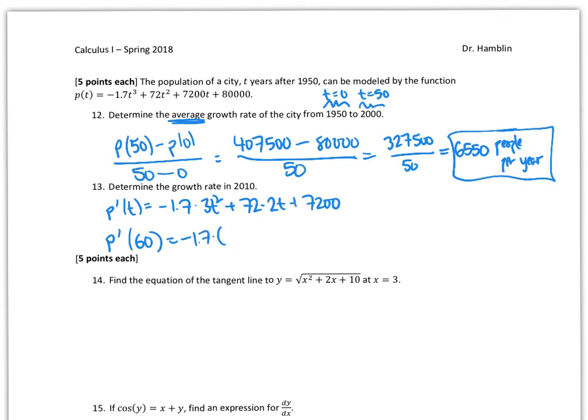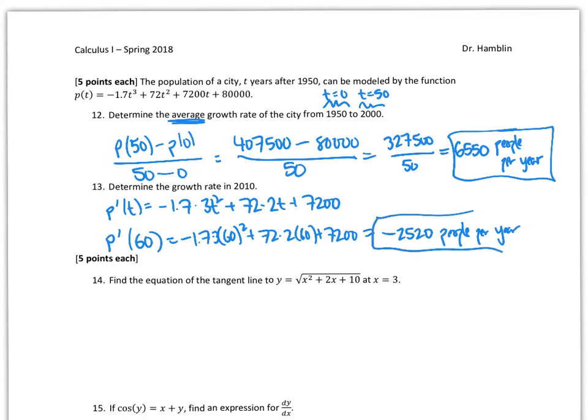So negative 1.7 times 3 times 60 squared plus 72 times 2 times 60 plus 7200. And when we work all that out, we get negative 2520. And again, the units here would be people per year. And that negative number just tells us that the population is declining at this point, so it's totally reasonable for us to get a negative answer here.